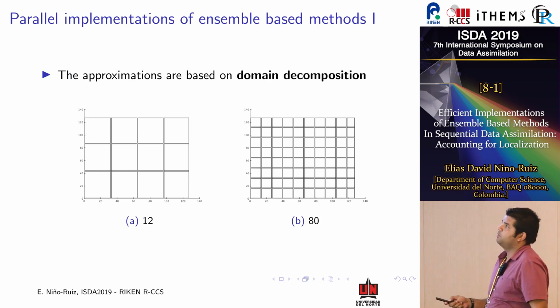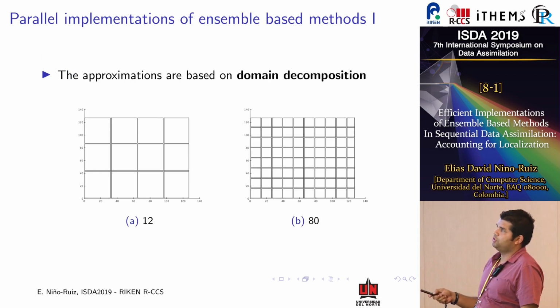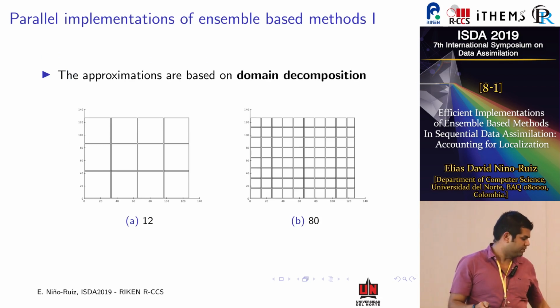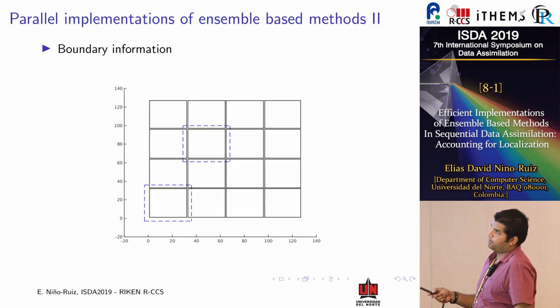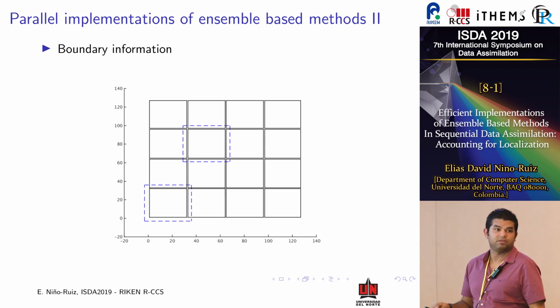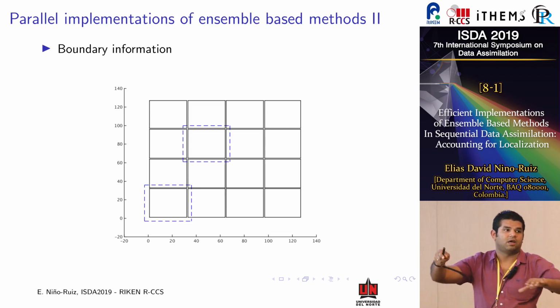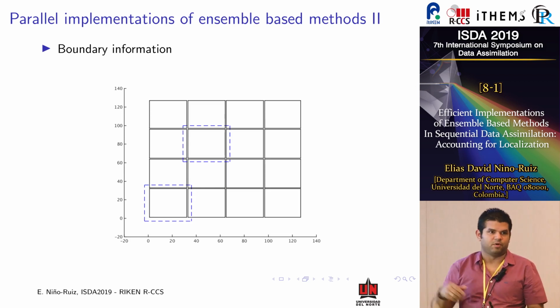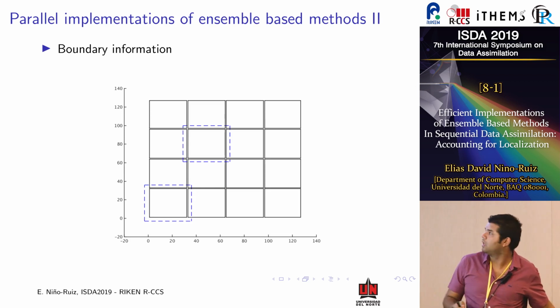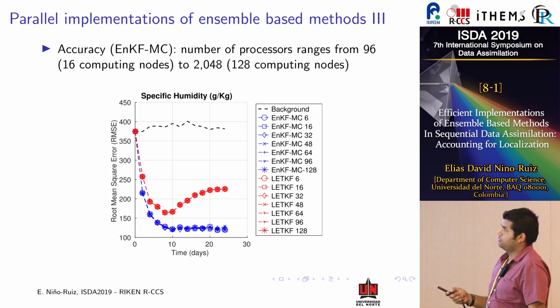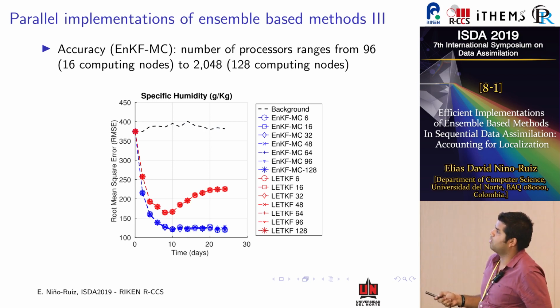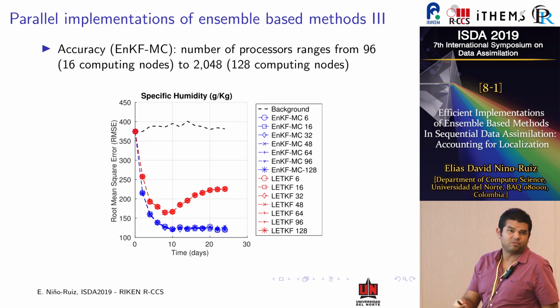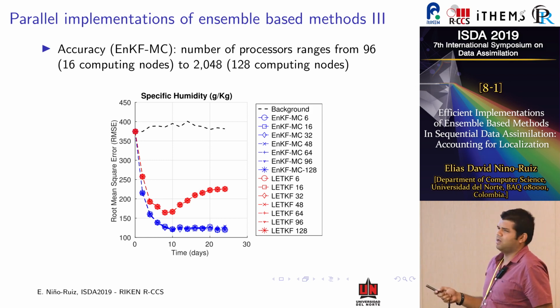The approximations are based on domain decomposition. So I split the domain, and I also preserve information from the boundaries. I send the different subdomains to different processors with the boundary information. For instance, when I make use of 128 computing nodes, this is the maximum number of processors, 2048, and this is 96.